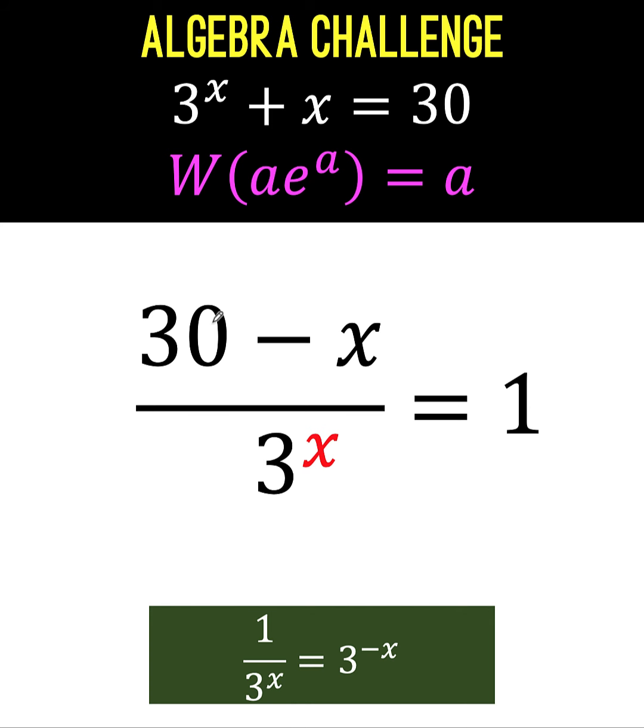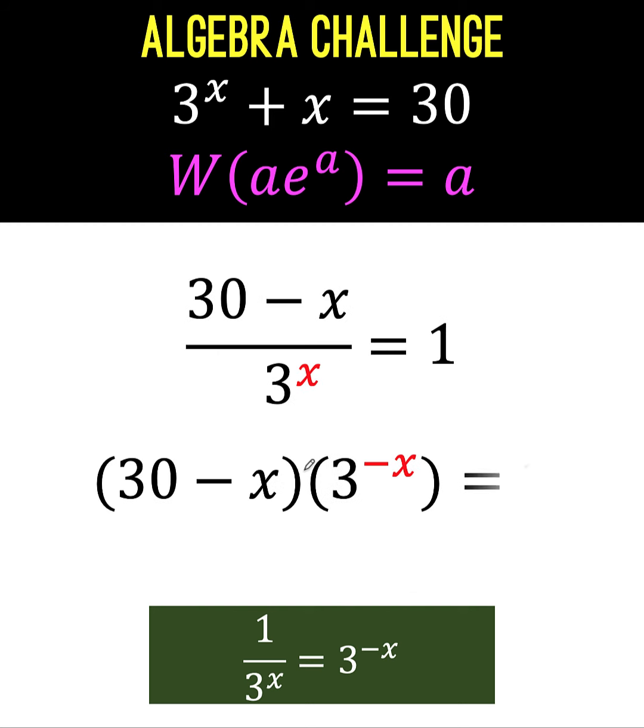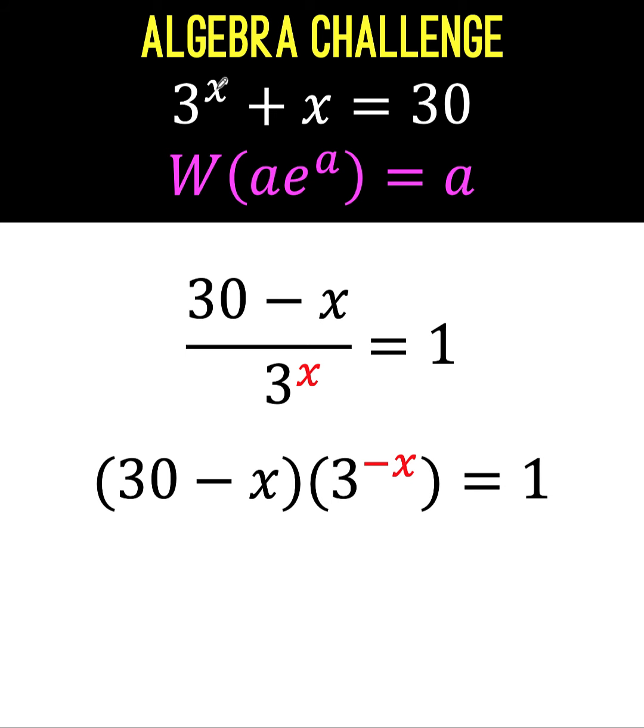This means that this resulting equation can be re-expressed this way. We copy the numerator and multiply it by 3 raised to negative x and copy the right side. Now, our goal is to come up with a form similar to a times the natural number e raised to the same number as this a. So we want this a and this a to be the same. What we have here is 30 minus x and negative x. So they are not the same yet.